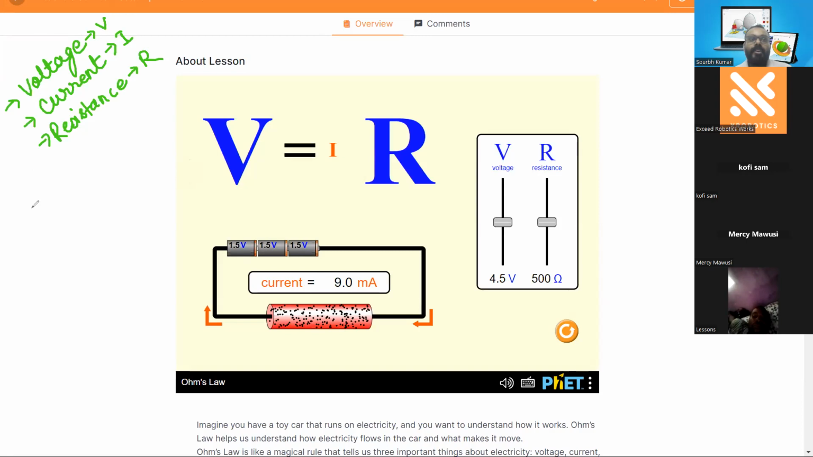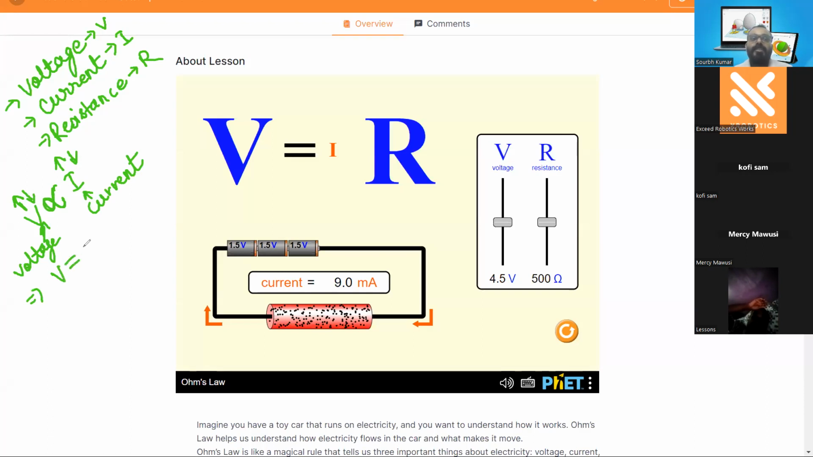So what is the relation between the three? According to Ohm's law, V is proportional to I, meaning voltage in any electrical circuit is exactly proportional to the current in the circuitry. Proportionality means if we increase the voltage, then the current will also increase. If we reduce the voltage, then the current will also reduce. To remove this proportionality, we introduce a constant, that is R, and we get V equals IR, where R is nothing but the resistance in the circuitry.